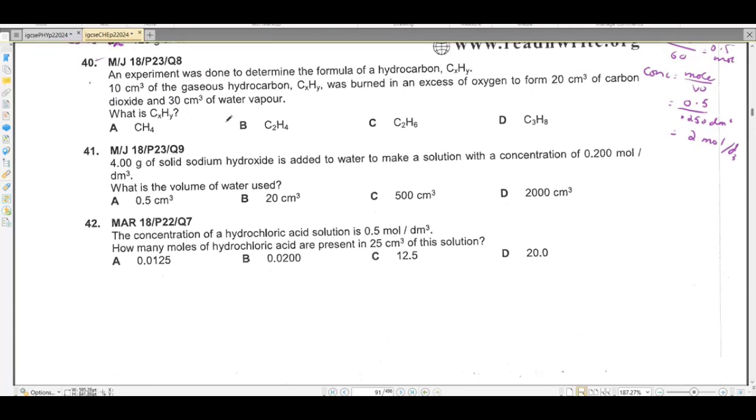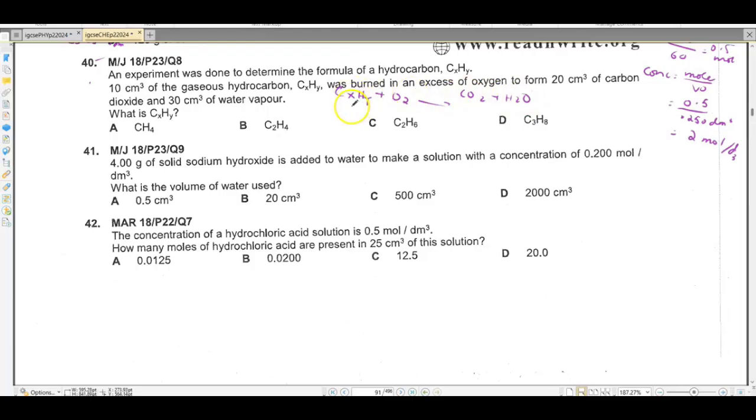Question number 40. An experiment was done to determine the formula of hydrocarbon CxHy. 10 centimeter cubed of gaseous hydrocarbon was burned in an excess of oxygen to form 20 centimeter cubed of carbon dioxide and 30 centimeter cubed of water vapors. What is CxHy? Okay, this is a hydrocarbon. Let's just write our equation first. So this is a hydrocarbon CxHy, and it was burned in excess of oxygen. So this is going to produce CO2 and H2O.